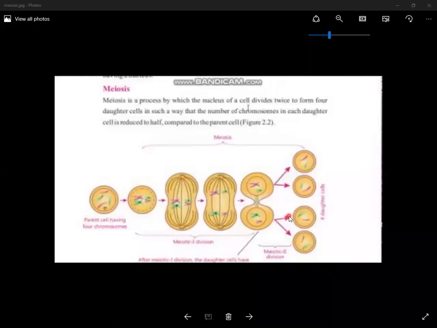It also has phases, and this is the first phase, in which the chromosomes duplicate and form similar chromatids. In the next phase, the chromosomes align at the equator, at the center of the cell, and then in the next phase, these chromosomes are pulled apart toward the opposite poles.